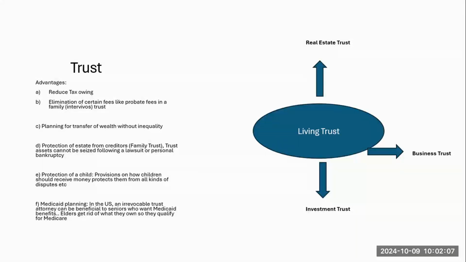Some of the advantages of using a trust: to reduce your tax liabilities, elimination of certain fees like probate fees. Because should you have an estate and if you haven't assigned a trust for your estate, all your assets will go to your estate after you pass away and will sit inside your estate. And it will lead to probate fees, legal fees, and so on and so forth. That's the reason why naming a trust can save you from all that hassle.